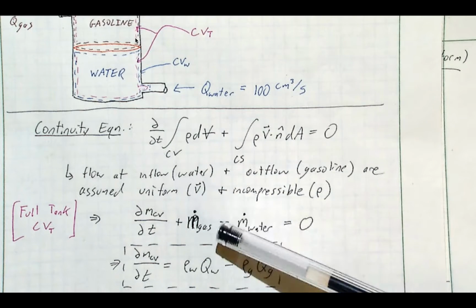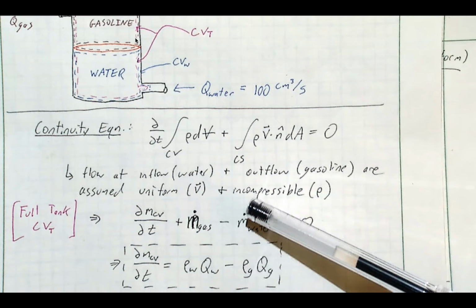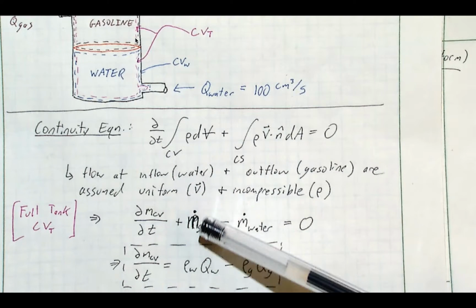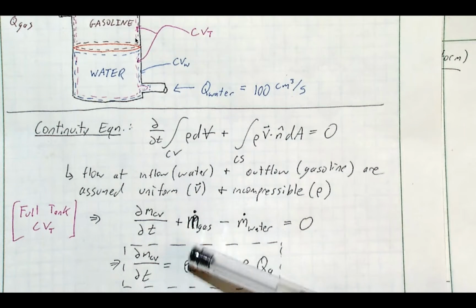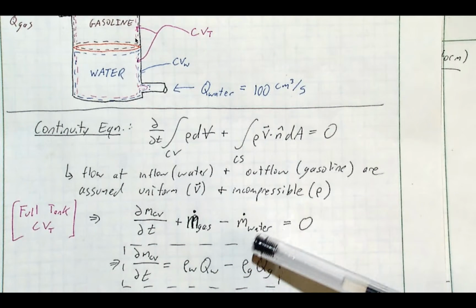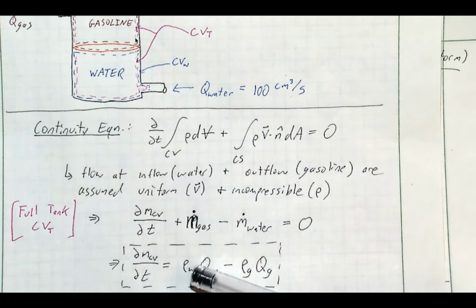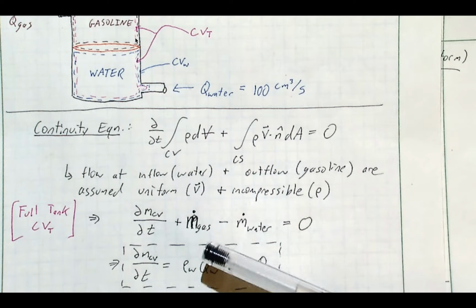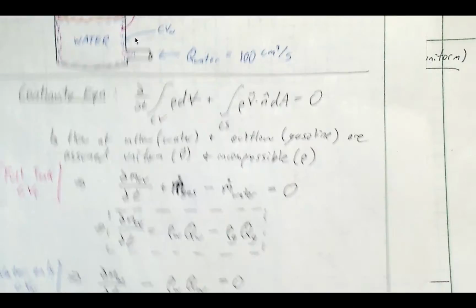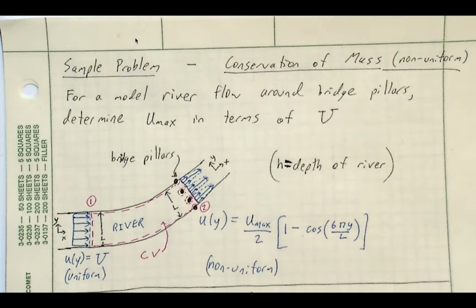Well, and then also because it is uniform velocity and incompressible, we can say that the mass flow rate is really simply written as density times the volumetric flow rate at each of these two parts. So the mass flow rate of water got moved over here because we put it on the other side of the equation, but the mass flow rate of water is just the density of water times the volumetric flow rate there, and the mass flow rate of the gasoline is just the density of the gasoline times its volumetric flow rate. We're going to be a little bit more careful about that and ask, what if those assumptions aren't true here?